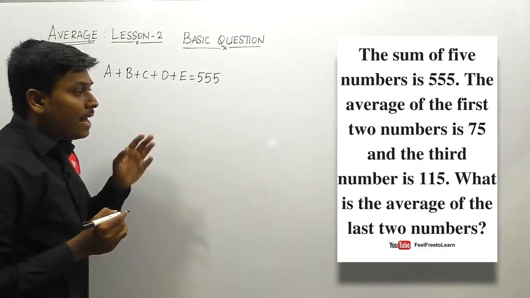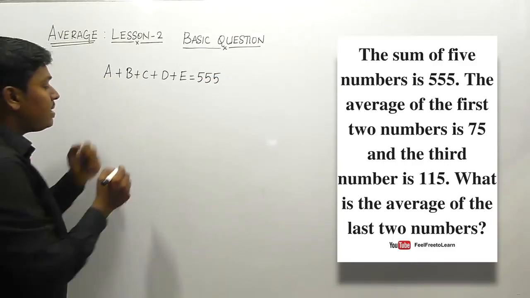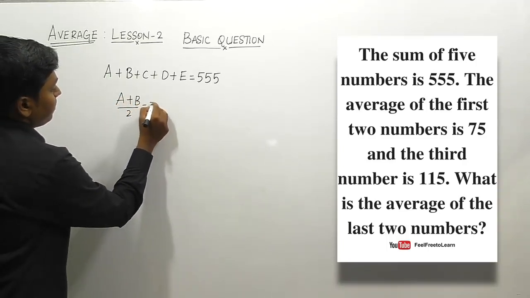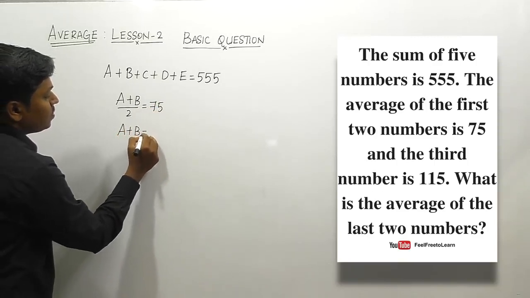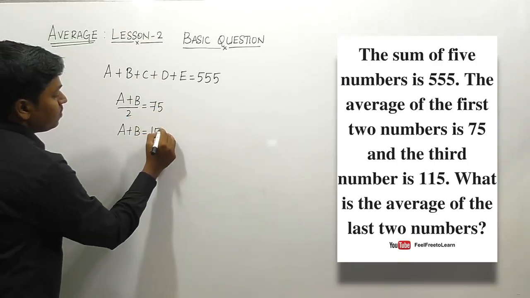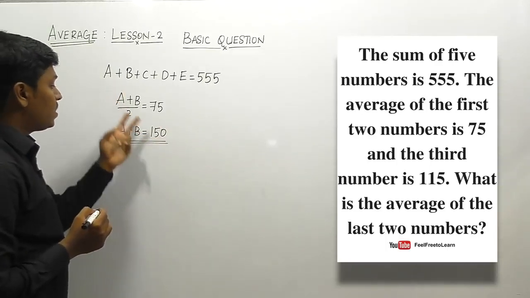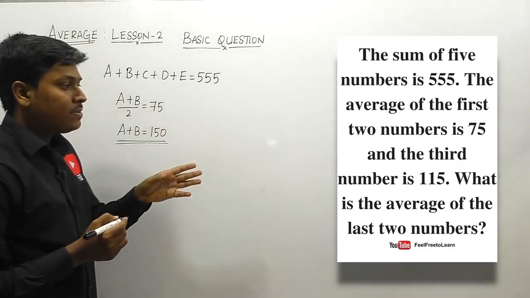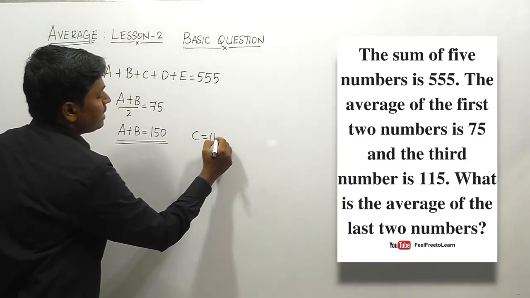And they are saying that the average of first 2 numbers will be 75. We know that the first 2 numbers are A and B. So the average of first 2 numbers is 75. Then we can say that the total of first 2 numbers will be 75 into 2, that is 150. And they are saying that the third number is 115. It's a direct statement, right? The third number is C. So C value will be 115.